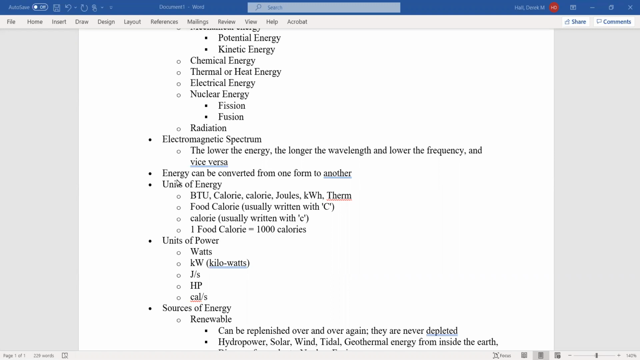circumstances. So there are also units of power, which is distinctly different from energy. And that's important to understand and appreciate the difference. The units for power are watts and kilowatts, joules per second, horsepower, and calories per second.